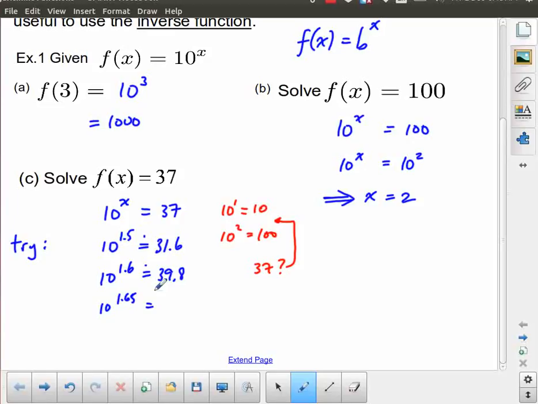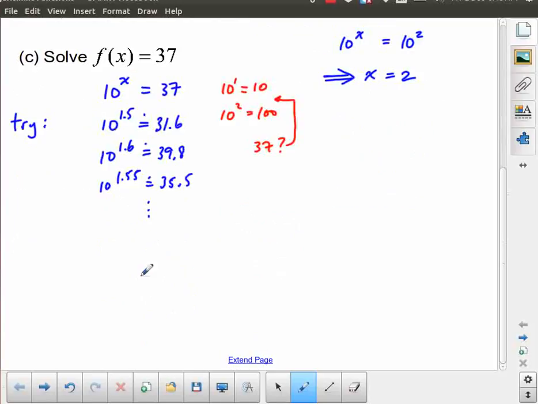10 to the 1.65. Oh, I'm sorry, I didn't mean to do that. Not 1.65, I should have gone 10 to the 1.55. And that's approximately equal to 35.5. And so on and so on. And I can keep refining this answer until I get as close to 37 as I want to be. So if I specified that I wanted something that was 37.000, and then the rest of this might be some other digits, I could continue to refine my answer until I got to this specified level of precision.